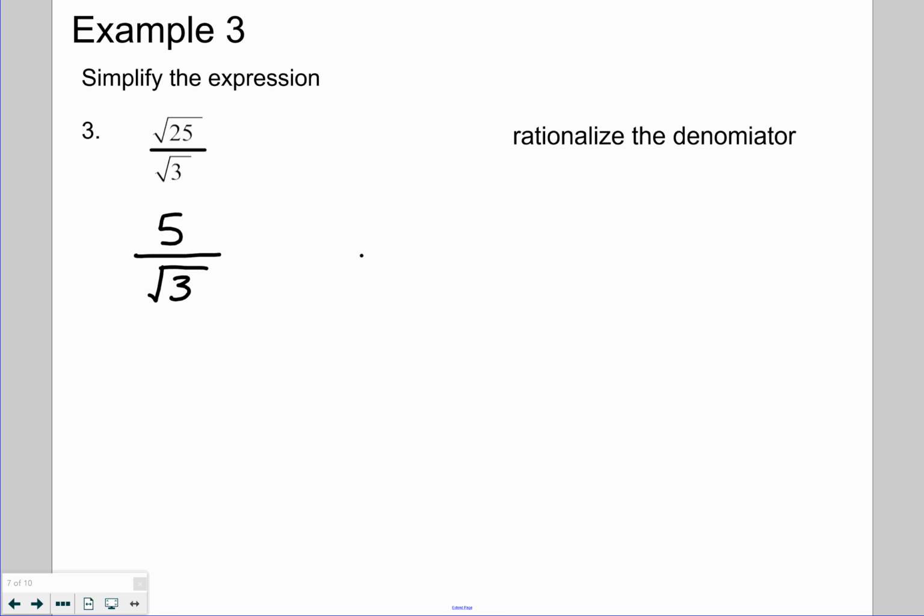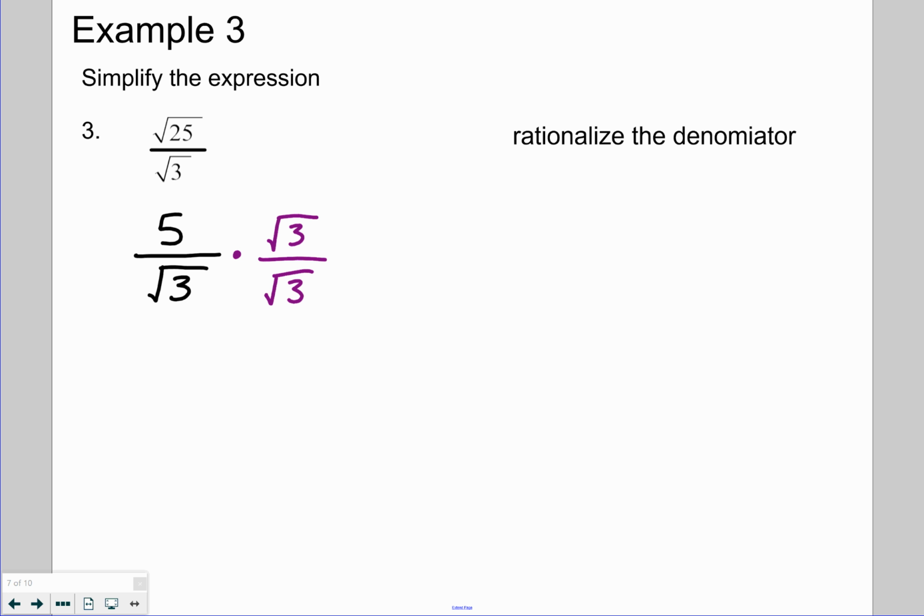Here's how you do it. I'm going to use a different color because I'm fancy. Times the square root of 3 over the square root of 3. Now, I want to be very clear. I didn't just do that magically. What is the denominator? The square root of 3. So I'm going to multiply the numerator and the denominator by that denominator.